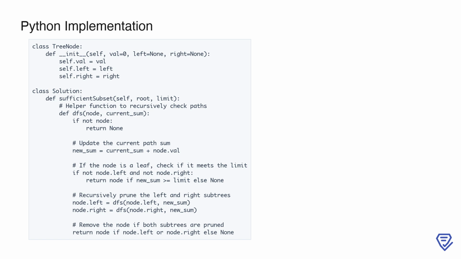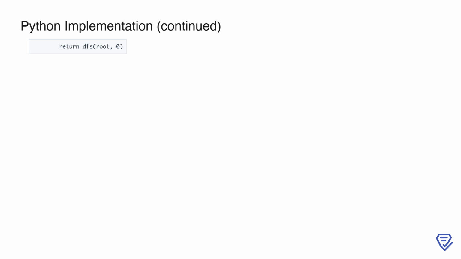If the current node is None, meaning we've reached the end of a path, we simply return None. Otherwise, we update the current path sum by adding the node's value. If the current node is a leaf, meaning it has no left or right children, we check whether the path sum meets or exceeds the given limit. If it does, we keep the node, otherwise, we return None, effectively pruning it. The helper function then recursively processes the left and right subtrees.